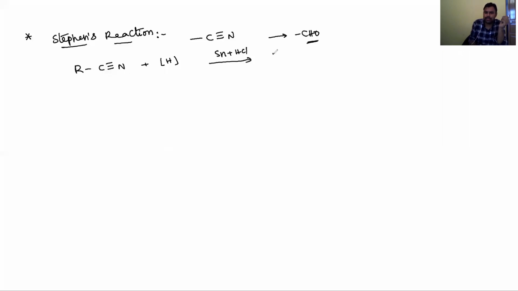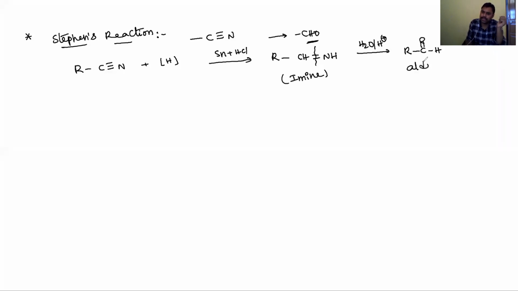In the first step it produces RCH=NH, an imine. This imine on further hydrolysis in acidic medium breaks the double bond to produce RCHO, and the NH group is converted into ammonia. So the major products are aldehydes. So cyanides on reduction with tin and HCl, followed by hydrolysis, produce aldehydes.